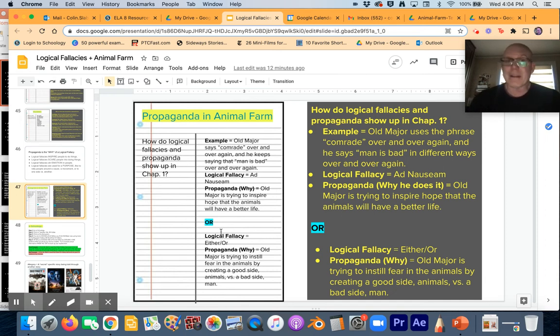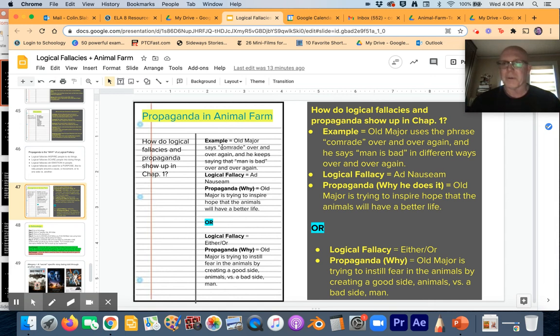And here's how I would write that down. The logical fallacy, the same example. Old Major says comrade over and over again and keeps saying that man is bad. All right. But now I'm going to say that's either or, because this whole man is bad thing is really about him doing this thing between animals good and man bad. So how is that propaganda? Well, that's different. That's about trying to instill fear in the animals by creating a good side, animals, versus a bad side, man, right? So that's what we want you to think about: what's the logical fallacy.